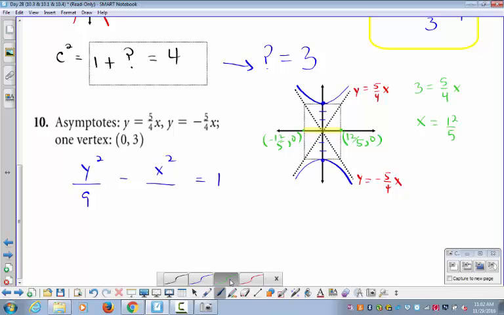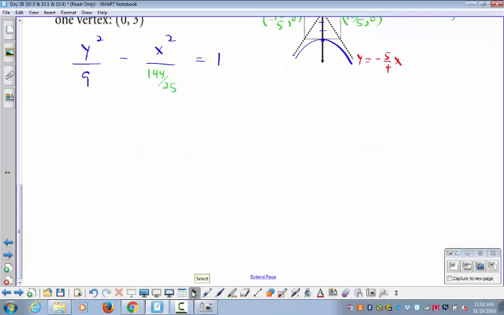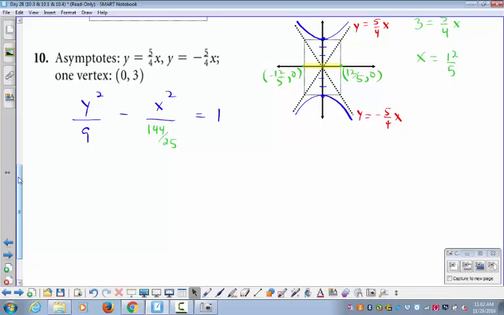(144 over 25). And if we wrote it in completed form, typically what we would see is this as our final form. That form right there is great because we can see under the x's that it's 12 fifths, so we have to go left and right. But having a complex fraction is not ideal, so they would actually write it like that.